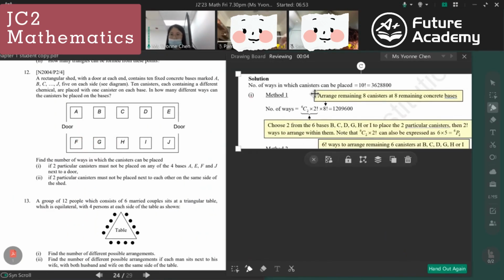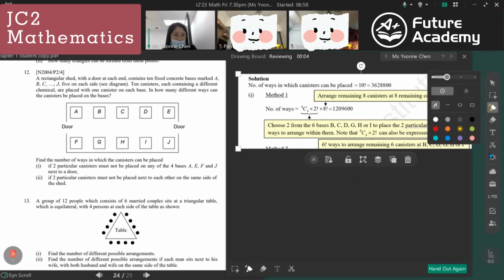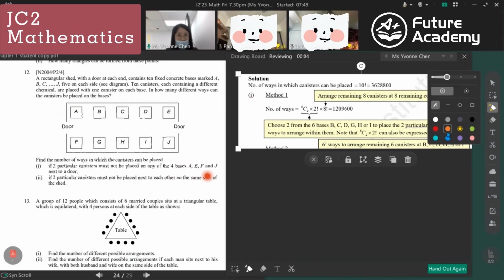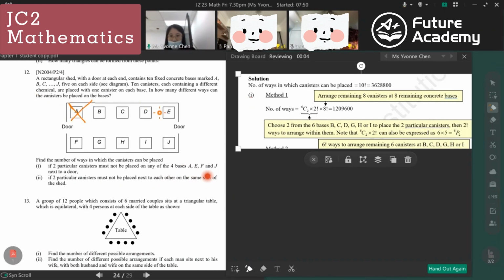For the first question, for the rectangular shape, which we label A, B, C, D, E, F, G, H, I, J, there are different places where we can put the canisters. Find the number of ways in which the canisters can be placed if two particular canisters must not be placed on any of the bases A, E, F, J as they are next to the door. So for the first part, we can cross A, E, F, J out.